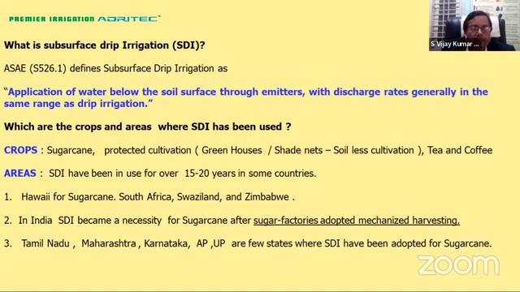In India in particular, it became a necessity, particularly in sugar factories that started adopting mechanized harvesting. When a tractor has to harvest the sugarcane, if the drip line is left on the surface, it could get damaged. So because of mechanized harvesting, the sugar factories wanted the drip irrigation line to go below the surface. Particularly in Tamil Nadu, Maharashtra, Karnataka, Andhra Pradesh, and also UP, many states have started adopting subsurface drip irrigation.